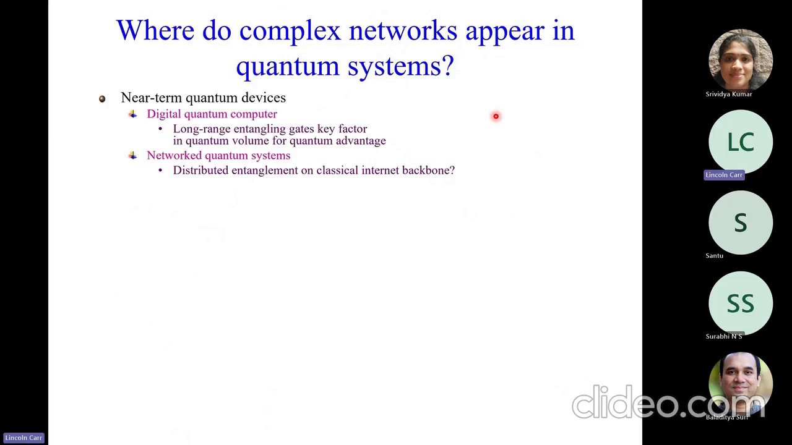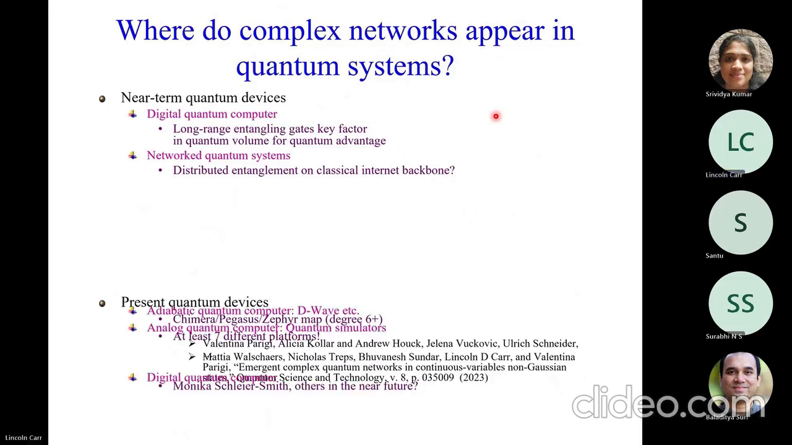For example, in a digital quantum computer, you can consider long-range entanglement gates. And that can be a key factor in the quantum volume for the advantage. And we'll talk about this quantum volume some more in this talk. Of course, in network quantum systems, the idea is that just like the network is itself a complex network, but smaller than the network, if we're distributing entanglement on the classical network backbone, then automatically our quantum network would also be a complex network.